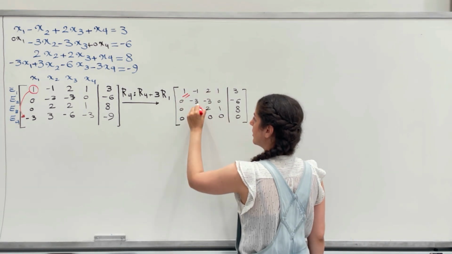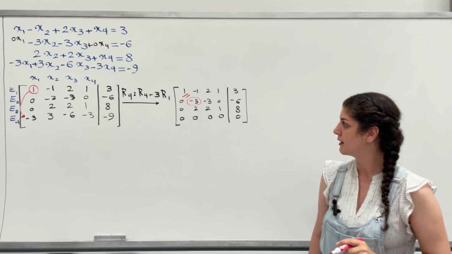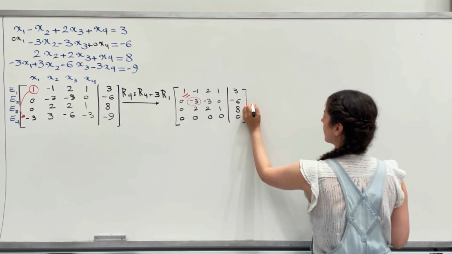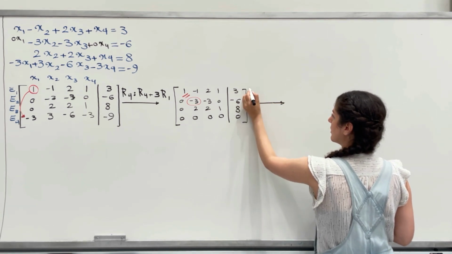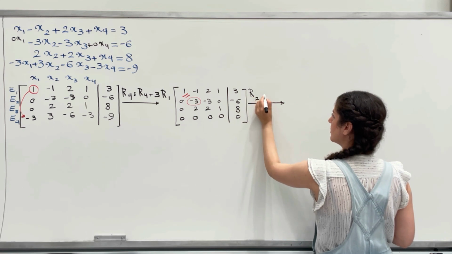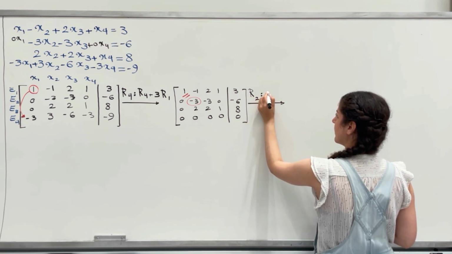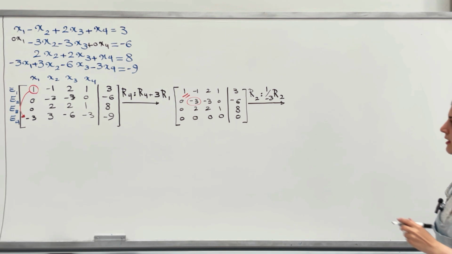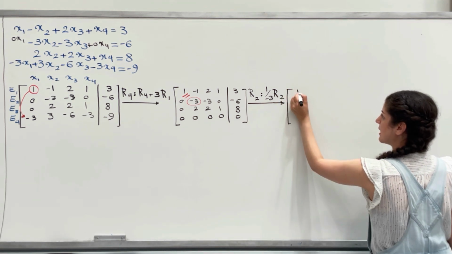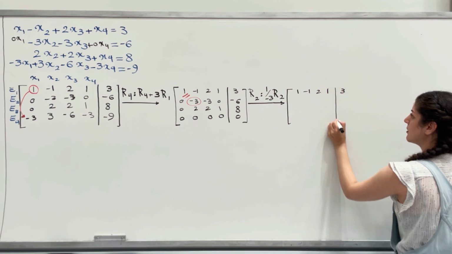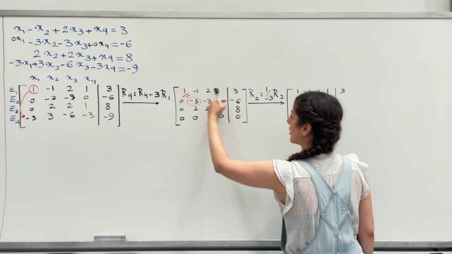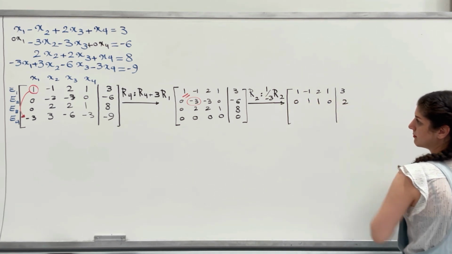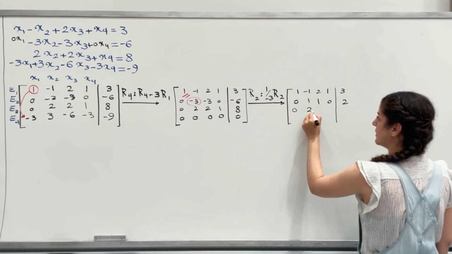In row 2, -3 is going to be the leading entry, and we first need to scale that to make it 1. So row 2, I scale it by 1 over -3 times row 2. Okay, so I'm quickly going to write down the first row. We're not changing it right now. And then divide everything in row 2 by -3. So I get 0, 1, 1, 0, 2. And I'm going to rewrite the other rows.